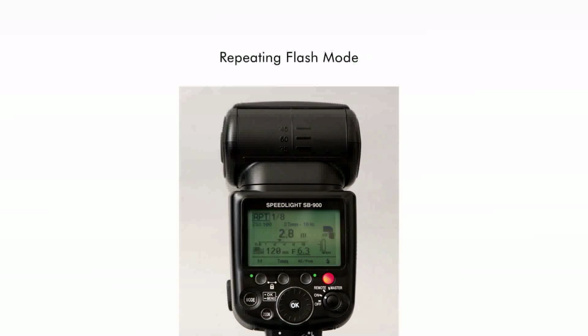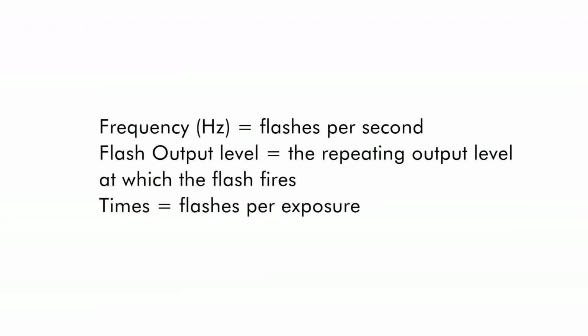In the repeating flash mode, the speedlight fires multiple times during an exposure to create a stroboscopic multi-exposure effect. This mode is often used with fast-moving objects and works best in dimly lit locations where the ambient light doesn't affect the overall exposure or cause ghosting. To use the repeating flash mode properly, you need to know the flash frequency, or number of times the flash fires per second, the flash output level, and the number of times you want the flash to fire in a single exposure.